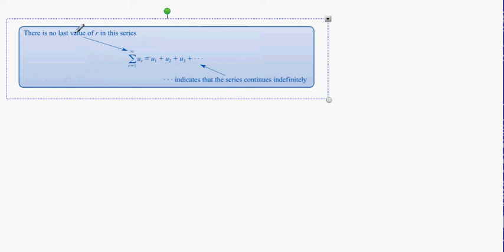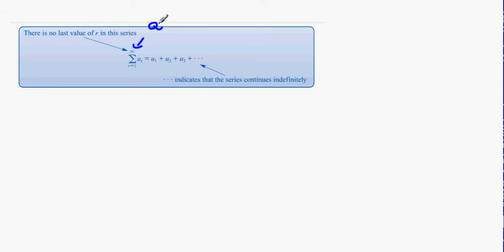Now, in this one here, the last term is not n, it's infinity. Infinity means it has no end. The first term is 1, so Ur is going to be U1, U2, U3, U4.